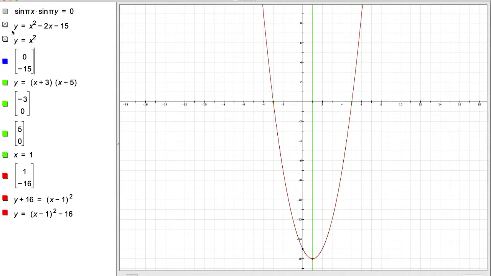So now that we see three different forms yielding different pieces of information about the parabola, our question is, how do we go directly from the standard to the transformation form? We'll find out in the next video.